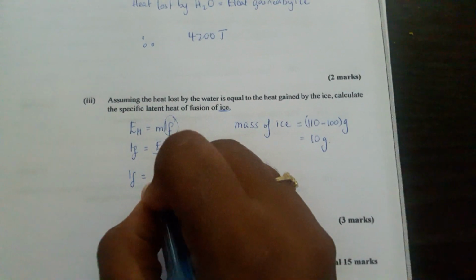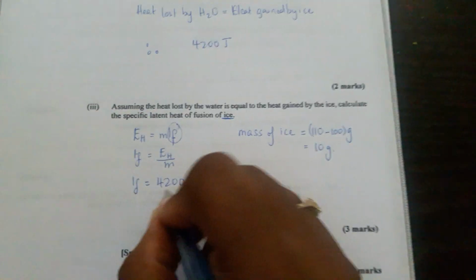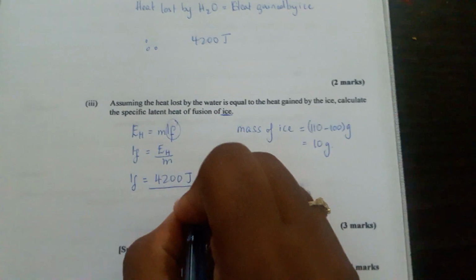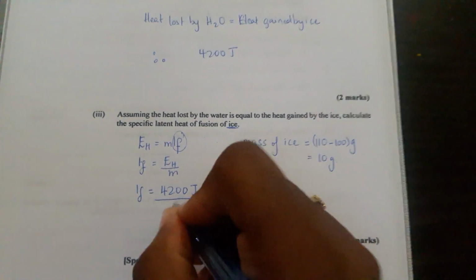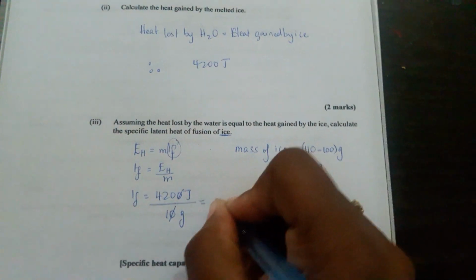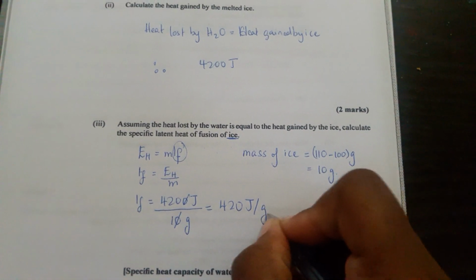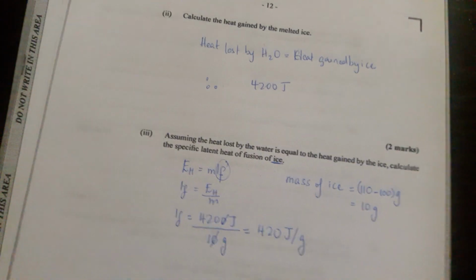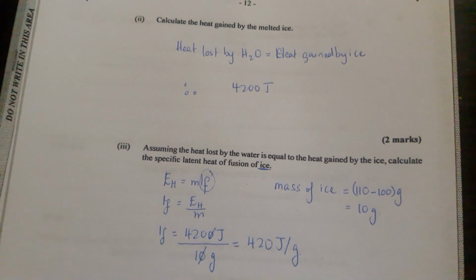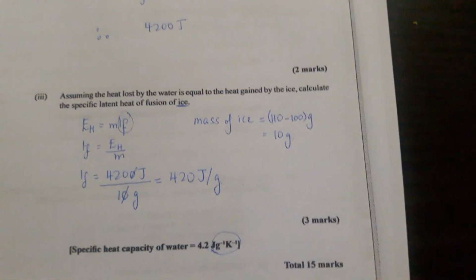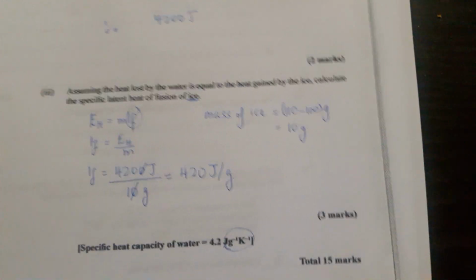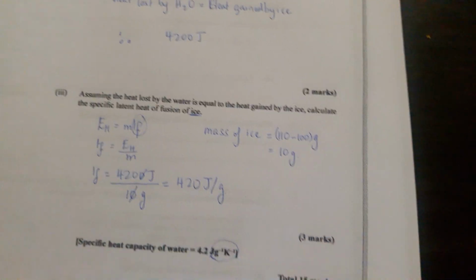LF equals the 4200 that we calculated earlier divided by 10 grams. Then you divide that and you get 420 joules per gram. Okay? And that's about that for this question. Good luck.